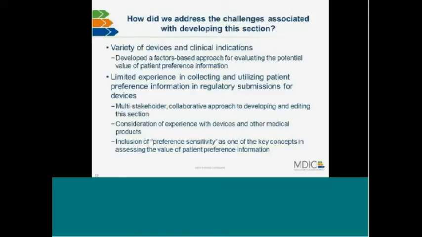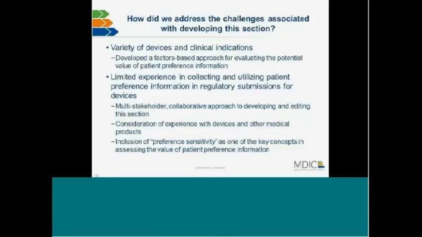We did look at the experience that existed with devices, which is primarily for the obesity devices, and we also considered what was out there in the drug world. And mostly what we found in the drug world was that preference information was helpful when you were making benefit-risk trade-offs, like there was an unexpected adverse event after approval of a drug, and you had to decide what that meant in terms of the benefit-risk profile.